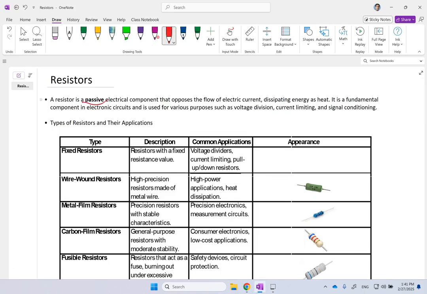So resistors are passive elements, and by passive means that they don't need to be given energy from anywhere, right? They don't need to be plugged into a wall or battery or anything. They are reacting to the voltages and current passing through them, and they don't need a source of energy.